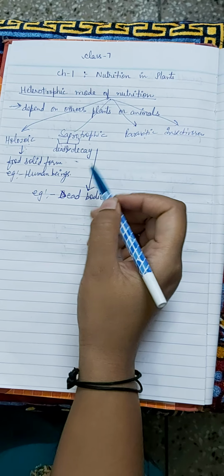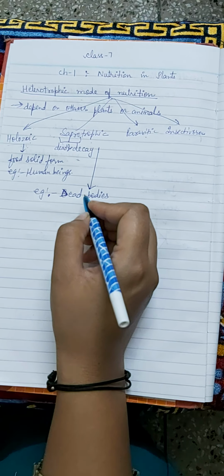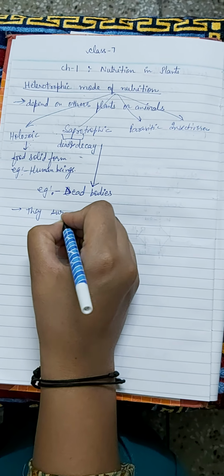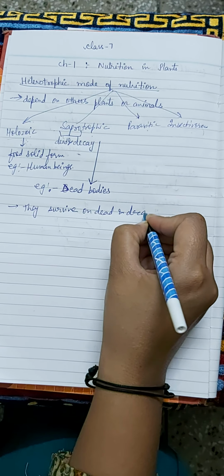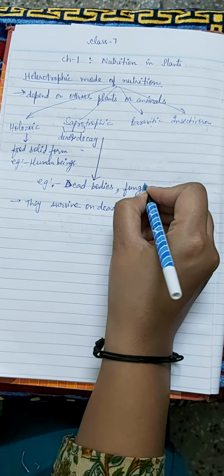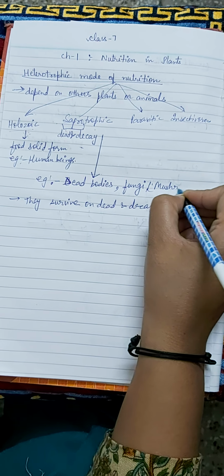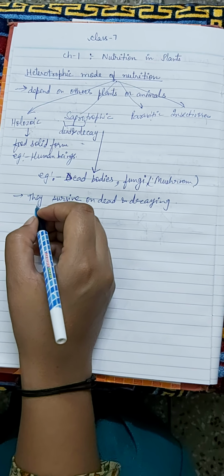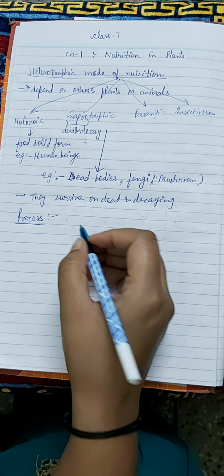Saprotrophs are those which take their nutrition from the dead bodies, or we can say they survive on dead and decaying matter. Another example in this category is fungi, and mushroom is also an example of fungi. So what's the process in these saprophytes? How do they take nutrition from dead and decay?